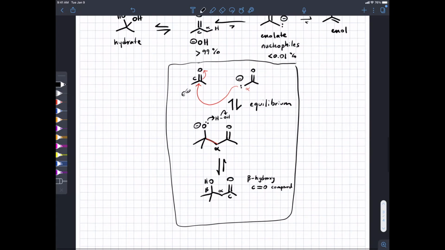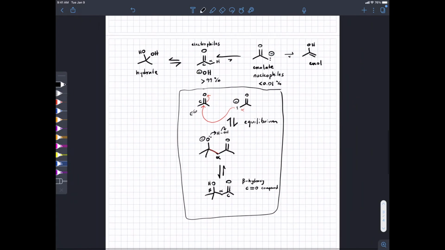So structural pattern recognition has started to be a theme. Because when you see a beta hydroxy carbonyl compound, you need to be thinking, I could have made that via this new reaction of an enolate attacking a carbonyl.